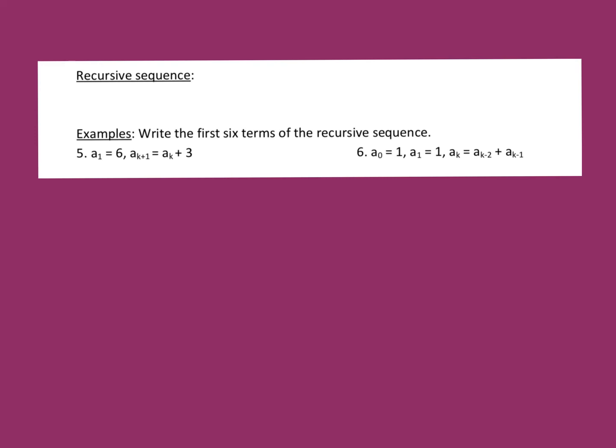So a recursive sequence is a sequence where the terms build off of the previous terms. And you'll find that you need the first term at least. Occasionally you're going to need the second term also, like in number 6. So let's do number 5 together, and then you can try 6 on your own if you want.